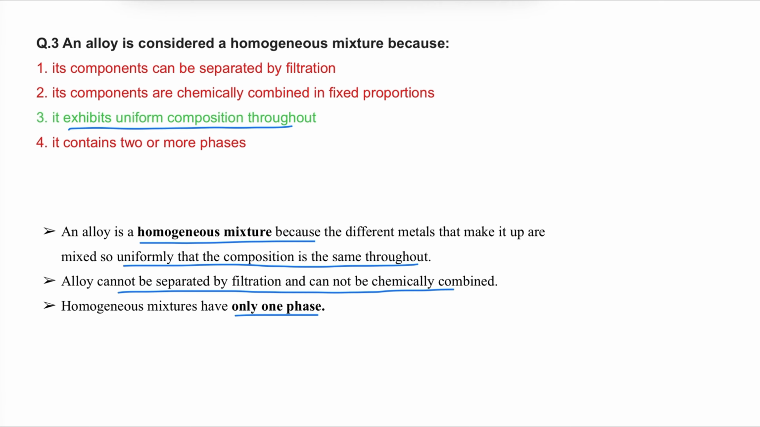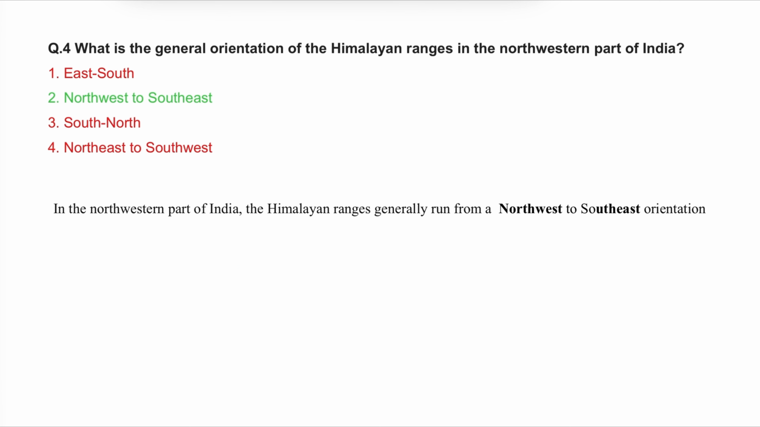It contains two or more phases. It is incorrect. So alloy consists of a single phase. Its components are separated by filtration. It is incorrect. Alloy components are not separated by filtration. Its components are chemically combined in fixed proportions. So it is also incorrect. Alloy contains a single phase but not two or more phases. Correct answer option 3.